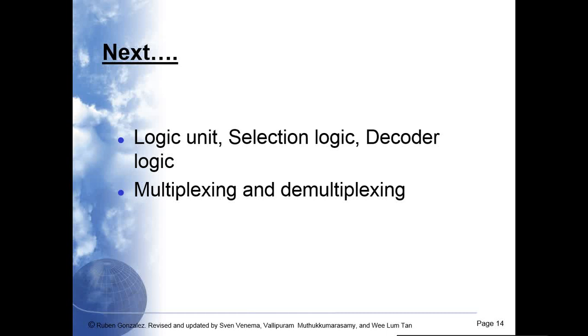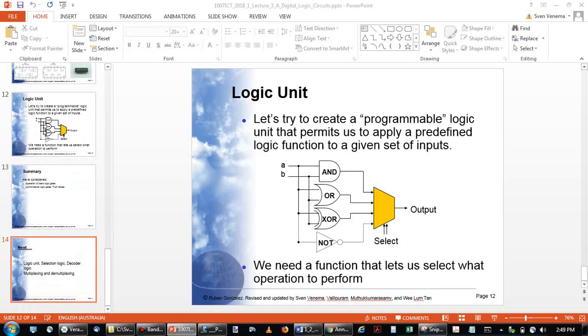Okay, so we're going to look at the logic unit, selection logic, and decoder logic for next time. We'll also look at something called multiplexing and demultiplexing. Those are things we need to be able to do to make sure that this logic unit will be able to work effectively. So that is the end of this section.